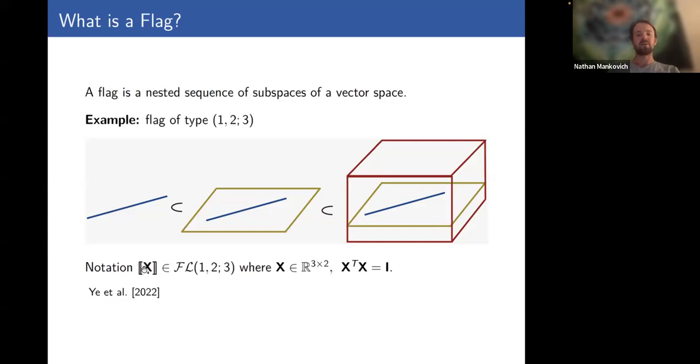So we say this is a point on the flag manifold of type 1, 2 living in R3. And the flag manifold is essentially the set of all of these flags of the same type. So this is the space of all these nested subspaces with the same structure. So this is our first example of a flag.